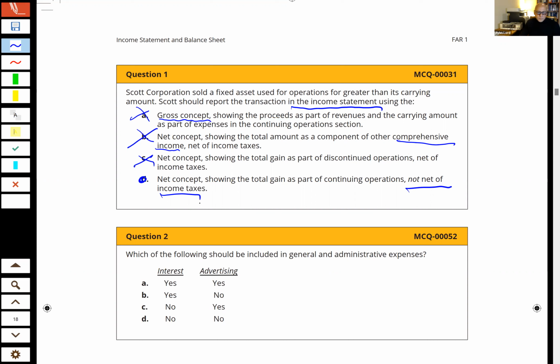Question. If on that question, instead they had said Scott Corporation sold a fixed asset because they closed the psychology department of the university, would it then be grouped into the discontinued operations?